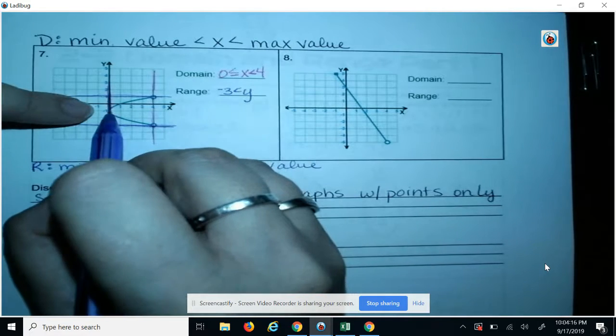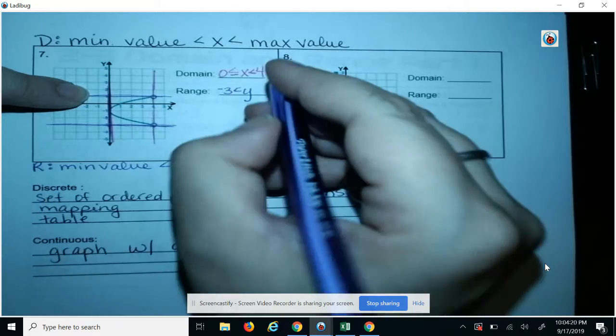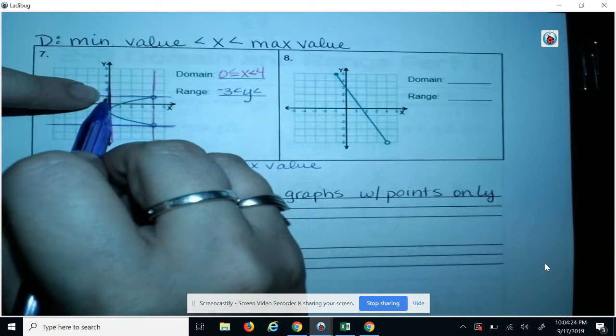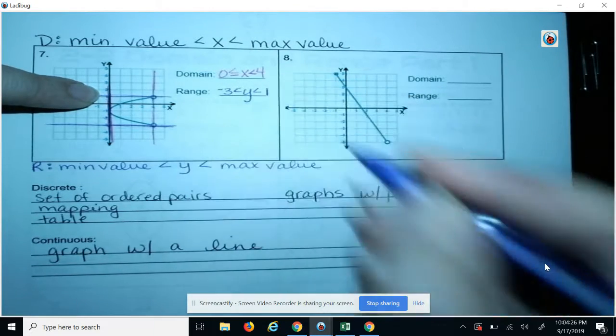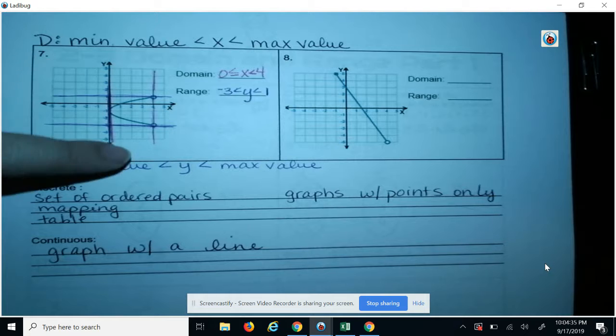And then it went up to here at an open circle, so it's less than. And hitting the y-axis, it's at a 1. So there's my compound inequality for domain and range. Okay. So added bonus question, is this a function?